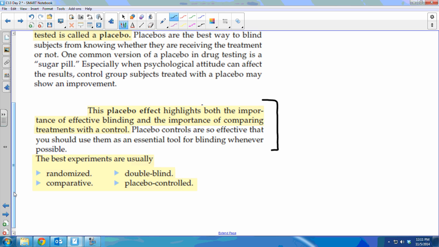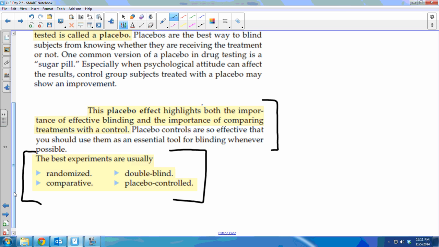So the best experiments are a combination of randomized, comparative, double-blind, and placebo-controlled. Are all experiments going to be like that? No. Not even close. But if you can make an experiment have all four of those characteristics, that is awesome. Okay? Questions about controls, blinding, placebos? I think it'll help when we do some more examples.